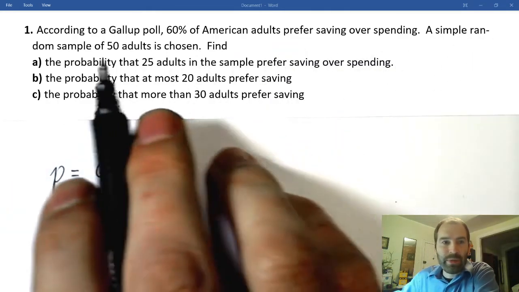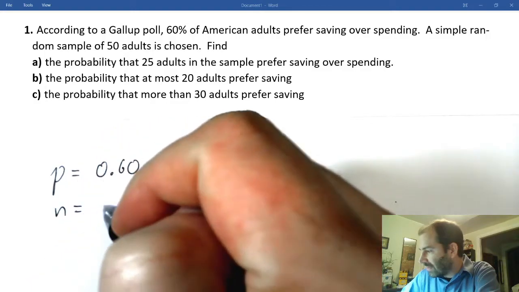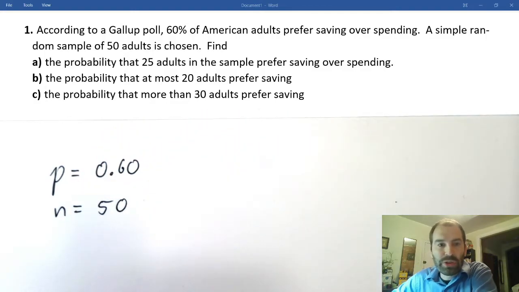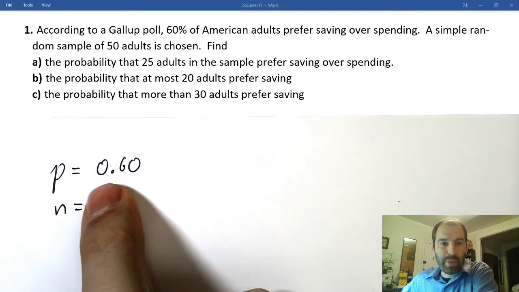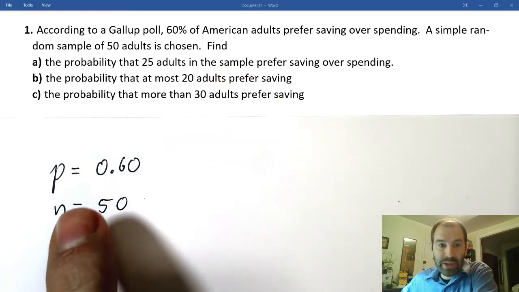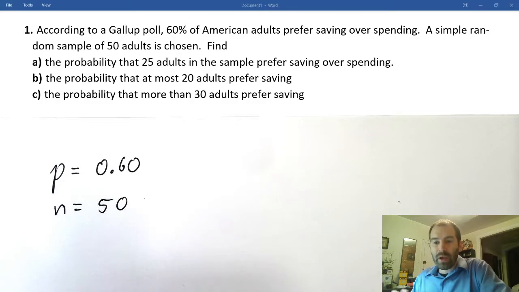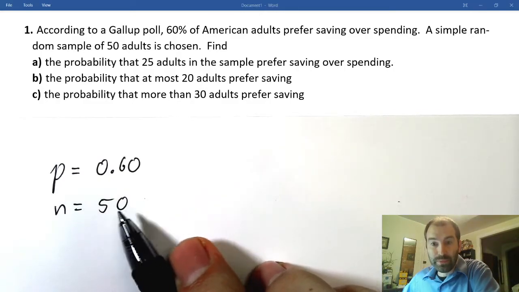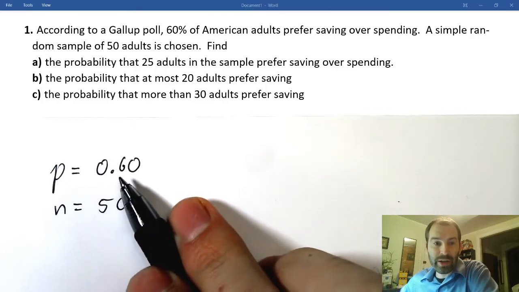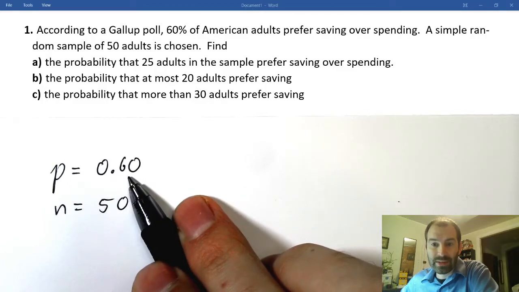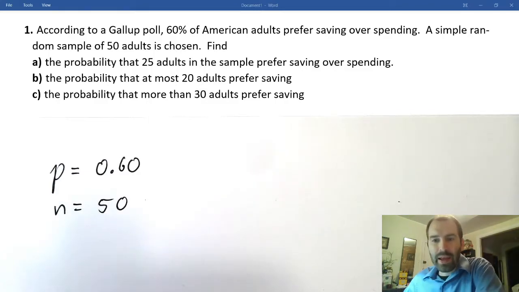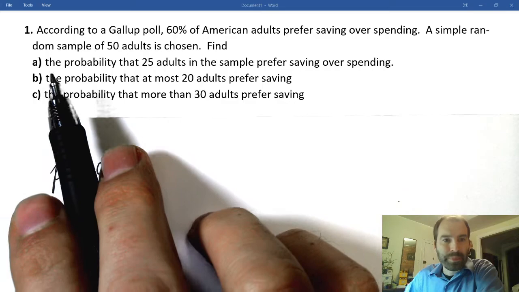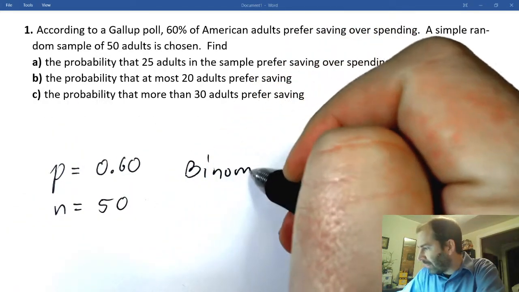And a simple random sample of 50 adults is chosen. So our sample size is 50. So we're choosing 50 people, and for each choice, the probability of success that we chose one of these people is 0.6. So whenever you have a fixed number of trials, we're choosing 50 people, and each trial has a certain probability of success, right? That's a binomial distribution, supposing the trials are independent, right? And so that's the one we're going to use here. So let me just write that down, binomial.